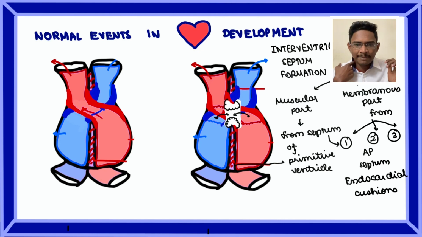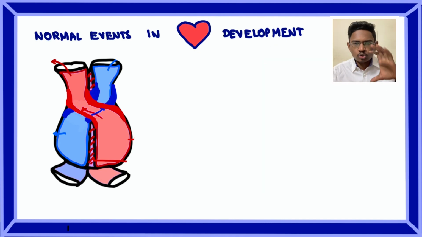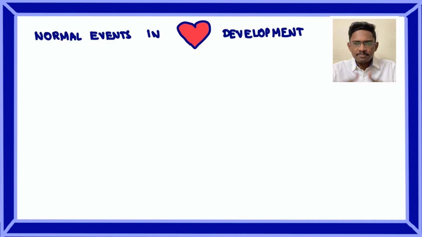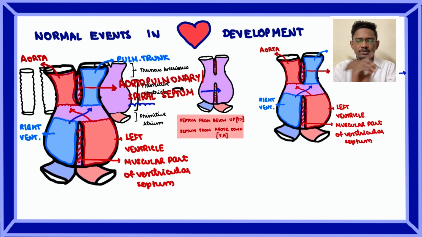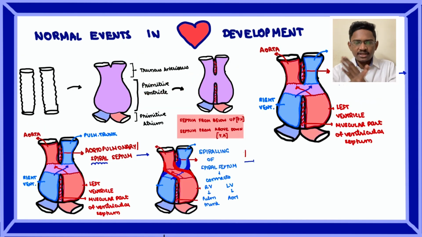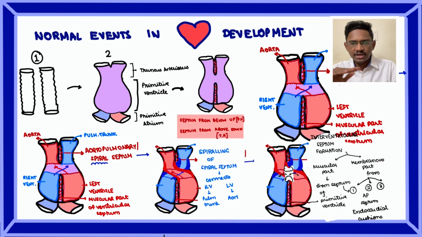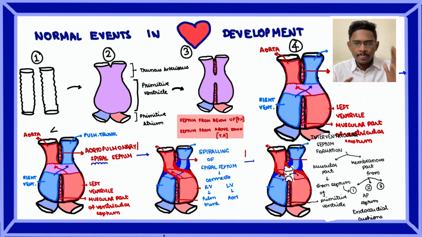So now, what all happened? First, two heart tubes came and fused together, forming the primitive atrium, primitive ventricle and truncus arteriosus. Two septums formed, the interventricular septum and the aortopulmonary septum, and the aortopulmonary septum spiraled to connect the right ventricle to the pulmonary trunk and the left ventricle to the aorta. Then the interventricular septum developed, with all the contributions it got.